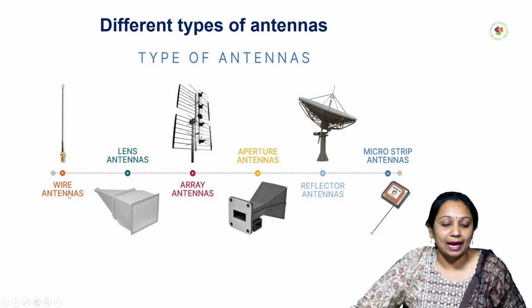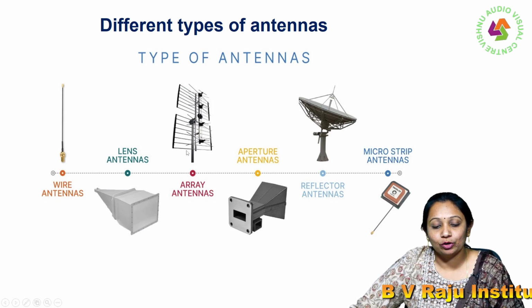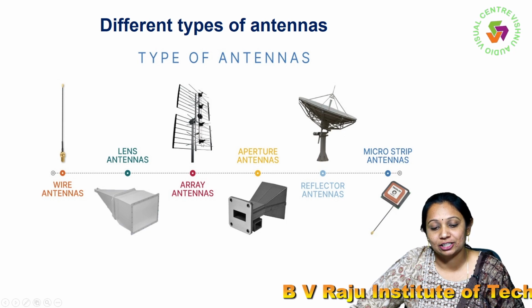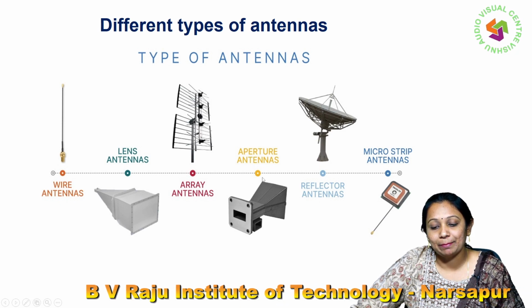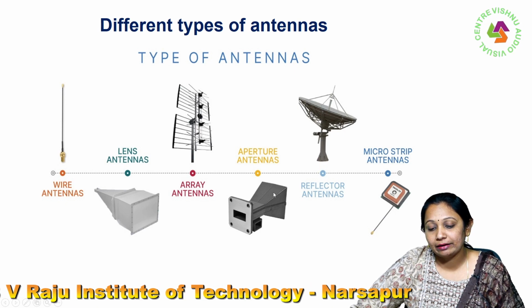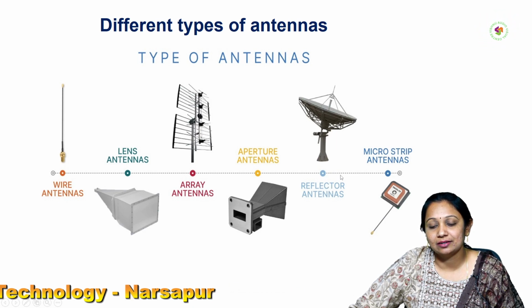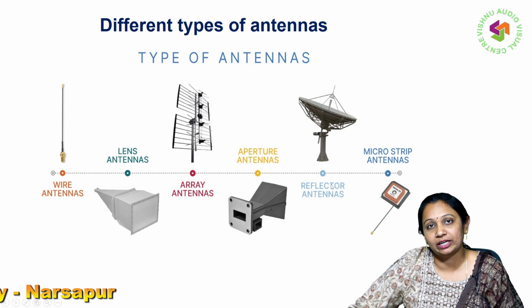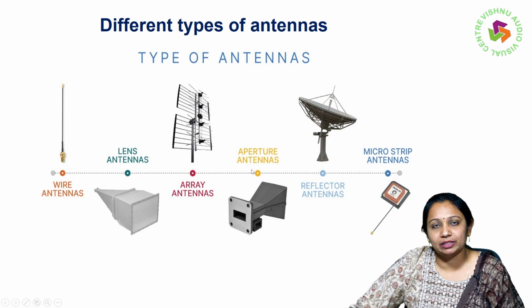Let us say the basic antenna is the wire antenna. This is the shape of the wire antenna. The next type is the lens antenna. The next one is the array type of antenna, where more than one antenna is combined to improve the directivity and gain for a particular application. Another type is the aperture antenna. One example is the horn antenna, which is used for high gain. The next one is the reflector antenna. Nowadays we use dish TV antennas, which are one type of reflector antenna. The next one is the microstrip antenna. Its size is very small, so we can insert this type of strip antenna anywhere, as it is in the shape of a patch. So these are some types of antennas.